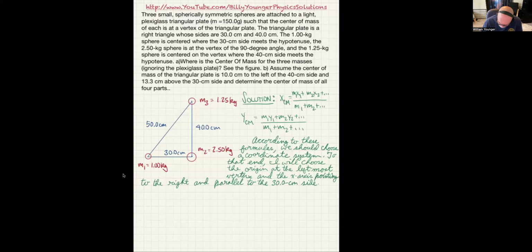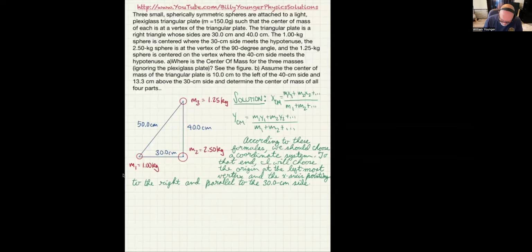So according to the formulas, we should choose a coordinate system. To that end, I would choose the origin at the leftmost vertex and the x-axis pointing to the right and parallel to the 30 centimeter side. What I'm saying here is I'm going to put the origin right here, and then the x-axis is going to extend this way. I didn't say it, but I will extend the y-axis this way. You're completely free to choose the coordinate system any way you want. Just once you choose it, you want to stick to that. And of course, by showing it in the work, I know exactly what you're doing and I can see it from your calculations.